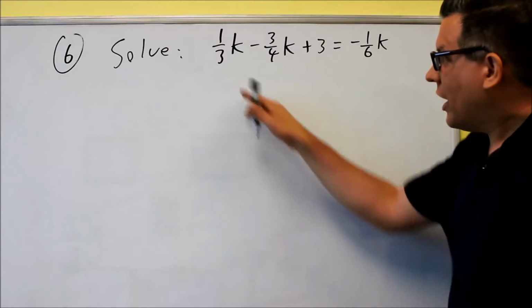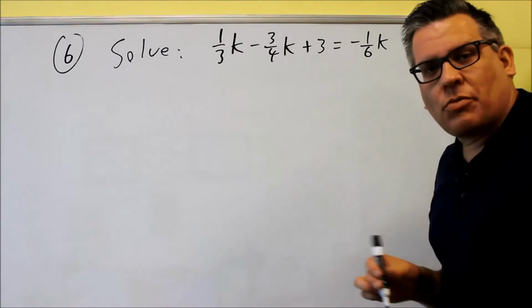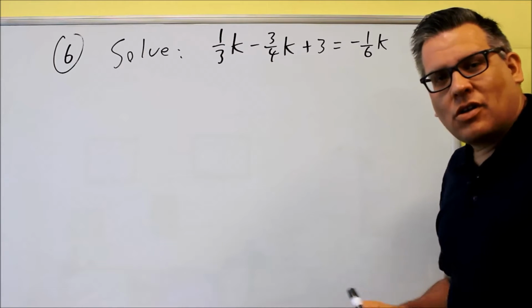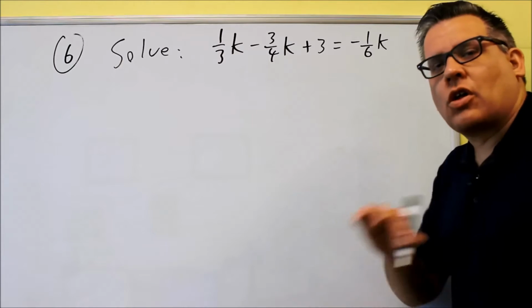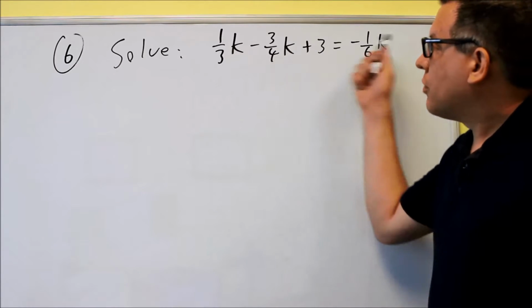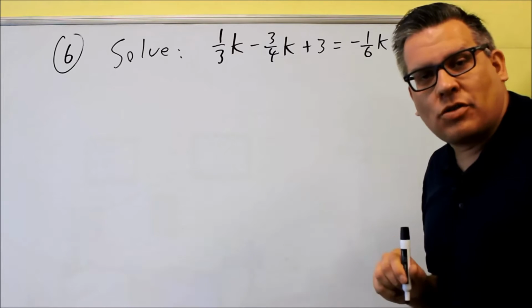Okay, for this problem, we have some fractions. As I mentioned before in a previous problem, whenever you have problems that involve fractions, the best way to approach these would be to clear out the fractions. That'll make it easier to solve. And you can do that by multiplying both sides of the equation by the common denominator.